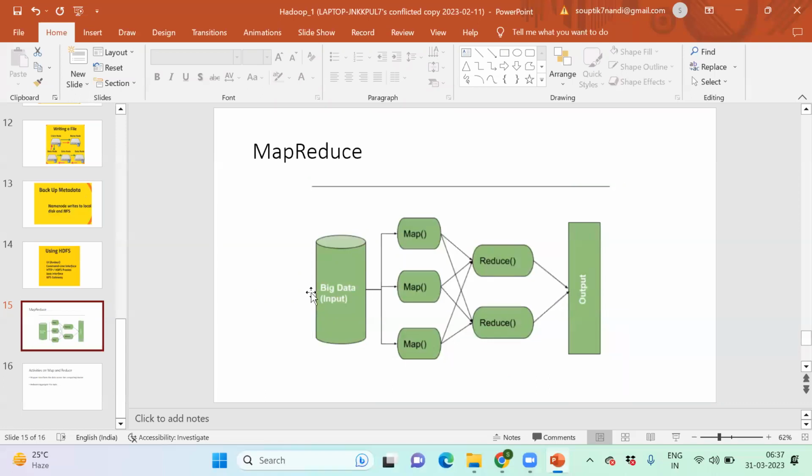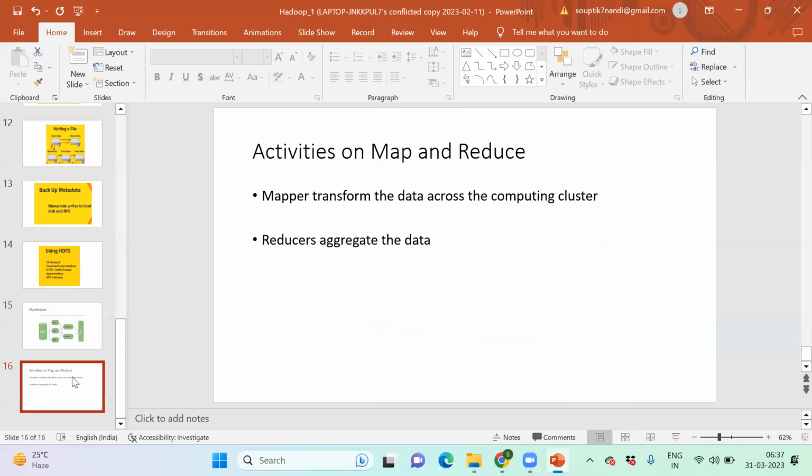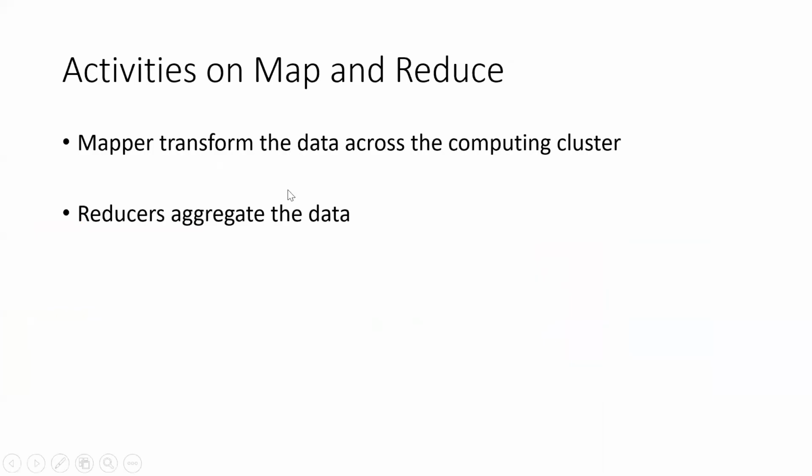Okay, and the last topic we are having, yeah, I just mentioned the same thing over here. Mapper transforms the data across the computing clusters, and reducers aggregate the data. Ultimately we'll be having some aggregation operation. And if we simply do this aggregation operation on top of big data, billions of records, it would take a large time. Maybe an SQL timeout would happen in the software. We do not get any result as well.